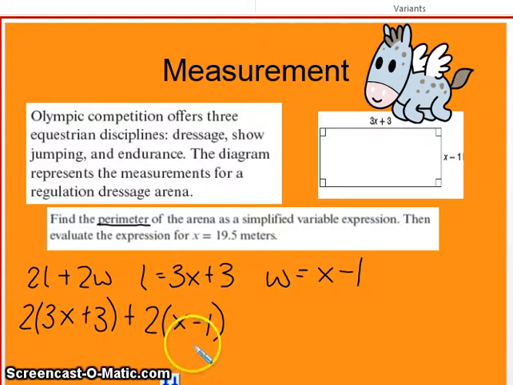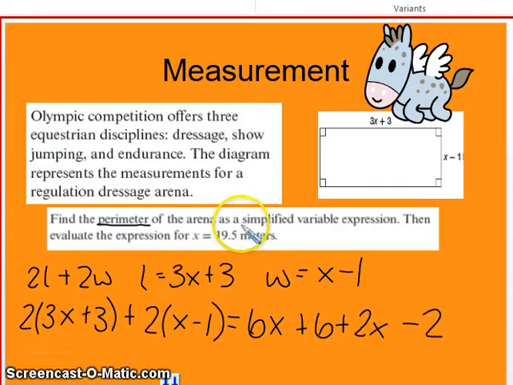Now to simplify this, I'm going to have to use my distributive property. So I'm going to multiply 2 by every term inside the set of parentheses. So I've got 2 times 3x, 2 times 3 is 6, so that gives me 6x. I've also got 2 times a positive 3, so that gives me 6. Then I've got a plus out here. 2 times x gives me a 2x. There's my minus, so I have plus a negative, which is minus. And 2 times 1 is 2.